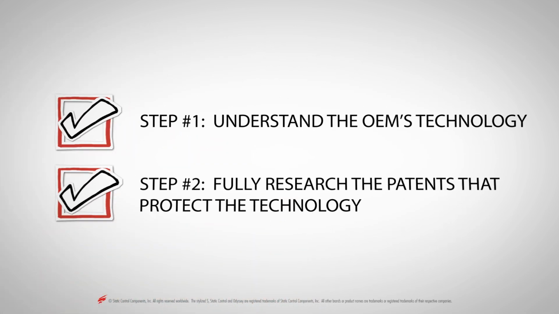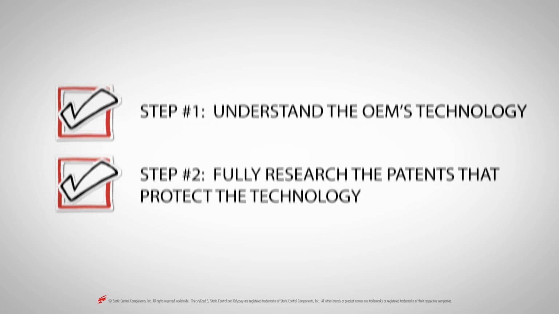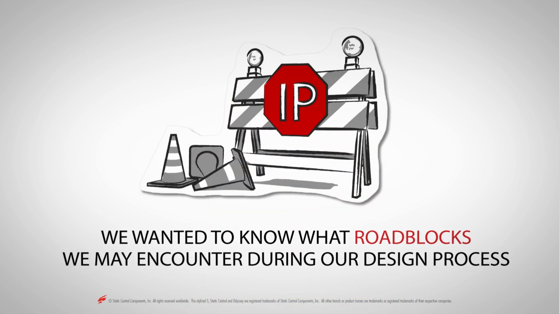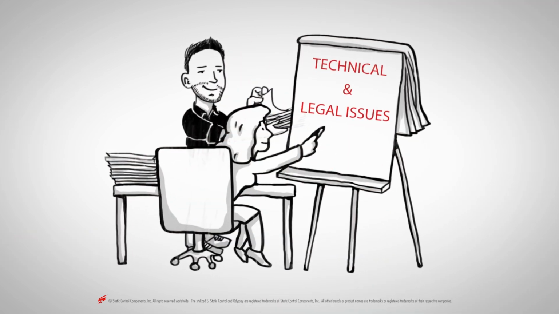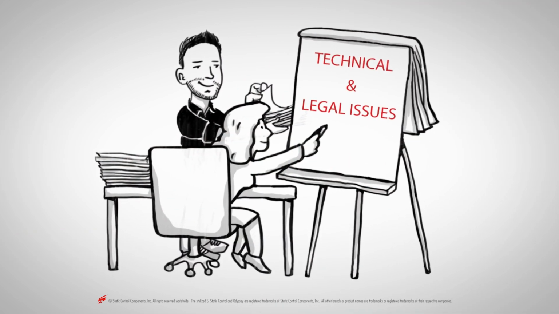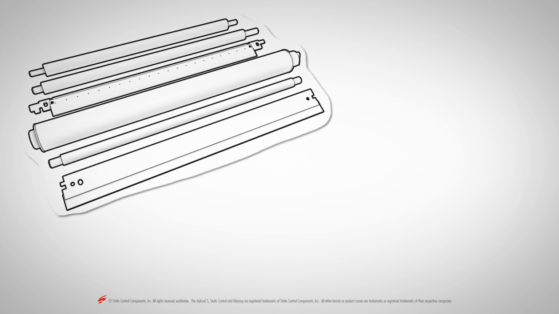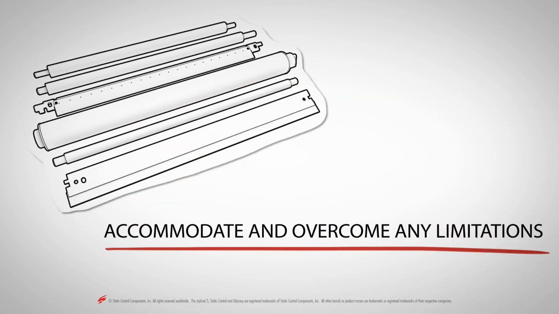Next, we needed to fully research the patents that protect the technology. Respect for intellectual property rights is very important to us. So we wanted to know what roadblocks we may encounter during our design process. With a thorough understanding of the technical and legal issues, we were ready to design an integrated system of components, with each component qualified to accommodate and overcome any limitations of the other components within the system.